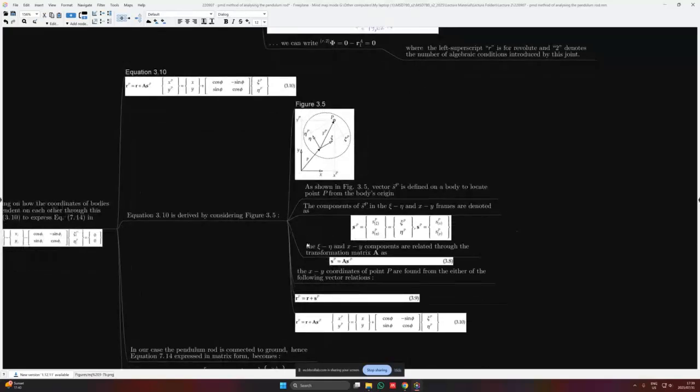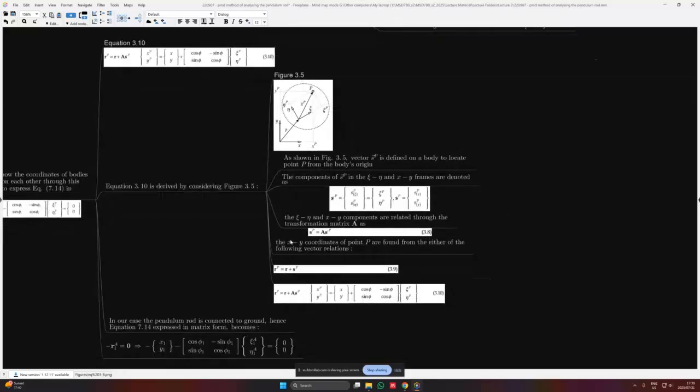And we can then go one step back, and we can essentially relate the xi eta and xy components to one another through the transformation matrix A. And this is then SP, which is equal to this A S strike through P. And essentially what we do over there is we consider the angle of the body. And this is where the cosine phi and sine phi components come into play when we relate these components to one another.